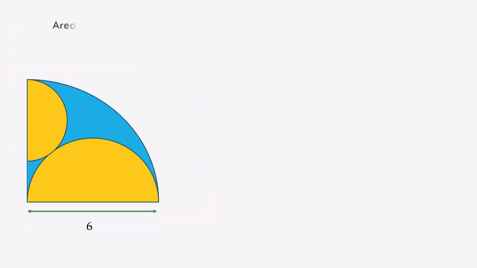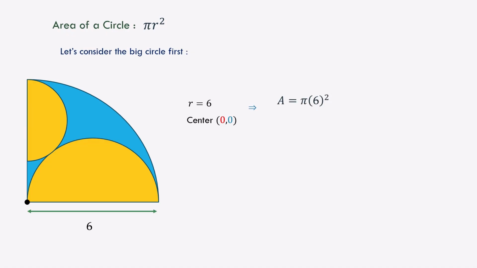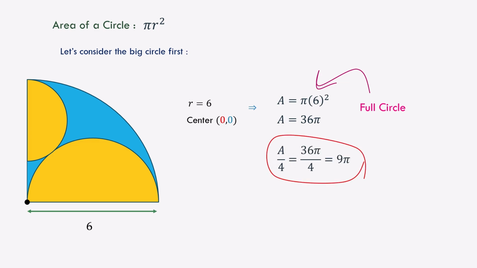The area formula for a circle is well known, pi r squared. Let's start with the big circle. Its radius is 6, and we'll place its center at the origin, the point 0, 0. That detail becomes really important later. Now we just plug 6 into the formula. But remember, we don't want the whole circle, only 1/4 of it. So, at the end, we divide the area by 4, and we get 9 pi.